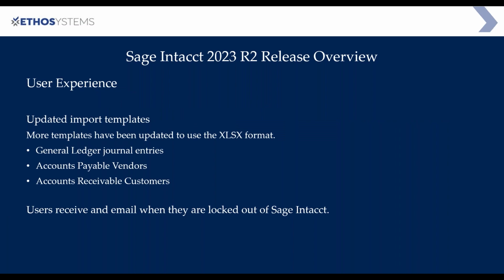Here are some additional updates that have been created for the user experience. There are now updated import templates for general ledger journal entries, accounts payable vendors, and accounts receivable customers. These templates now use the XLSX format. Previously, they all used the XLS format, so this adds a little bit more feature and functionality within these import templates.